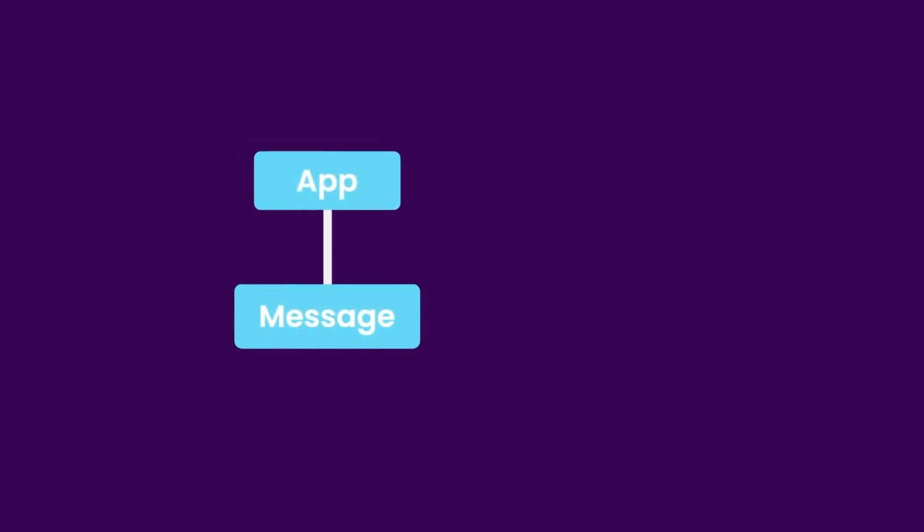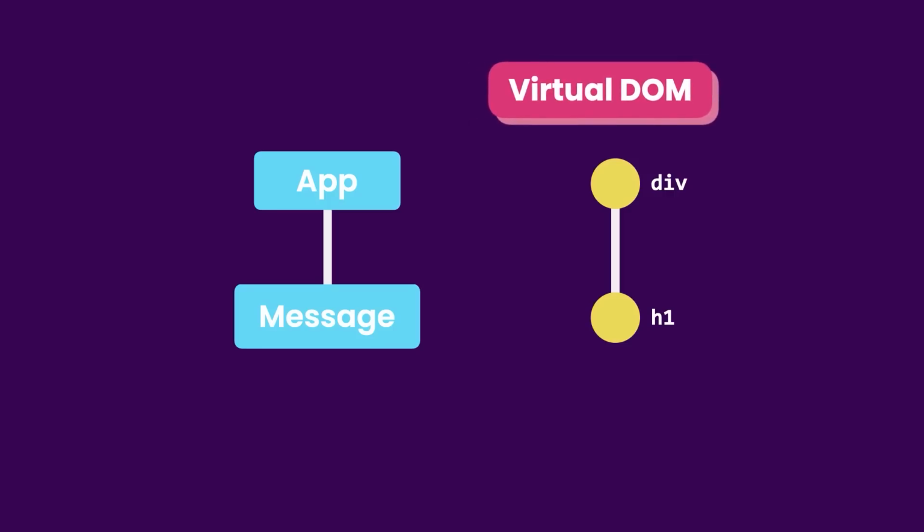So currently we have a component tree with the app being the root or top level component and the message being a child. When our application starts, React takes this component tree and builds a JavaScript data structure called the virtual DOM. This virtual DOM is different from the actual DOM in the browser. It's a lightweight in-memory representation of our component tree where each node represents a component and its properties.